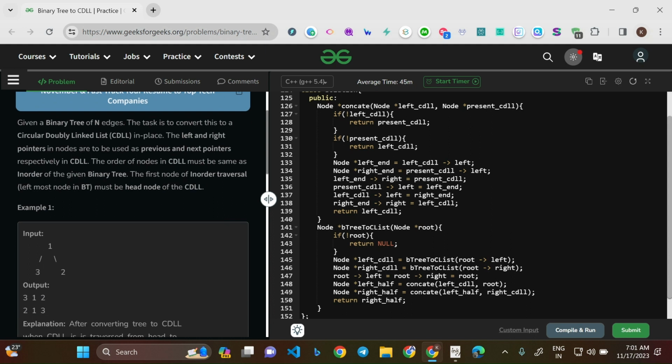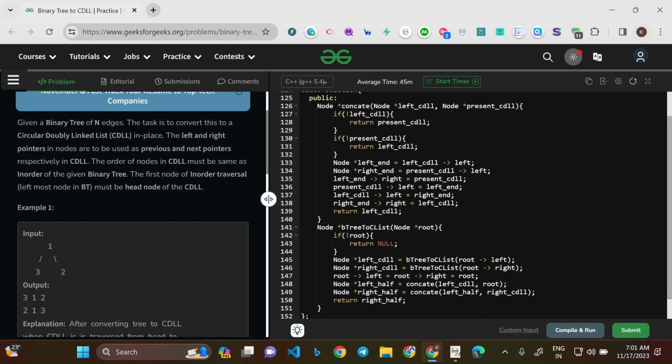The order of nodes in the CDLL must be the same as the inorder of the given binary tree. It's clearly mentioned here, so need not trouble yourself thinking about what the order of the nodes in the CDLL should be. It must be the same as the inorder. So what is inorder? Inorder is left, node, right. LNR. Just remember that.